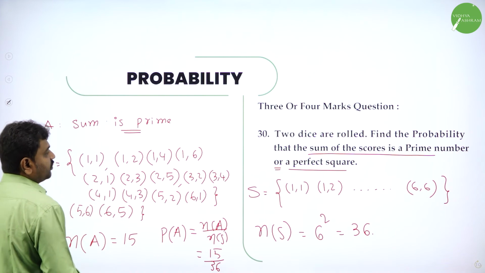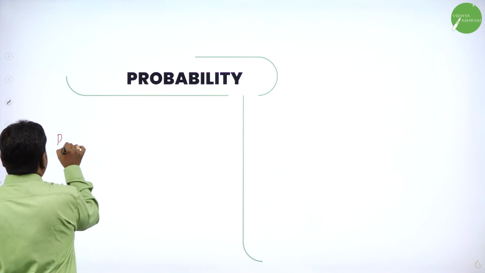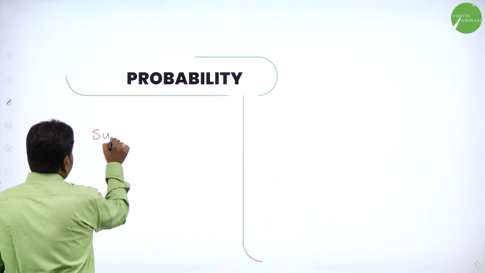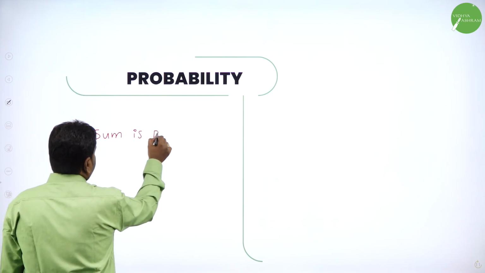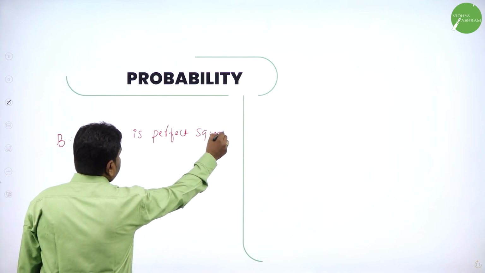Next, event B. What is the other event? Perfect square. The sum should be a perfect square. So event B: the sum is a perfect square. If you take a pair, the sum of the pair should be a perfect square.